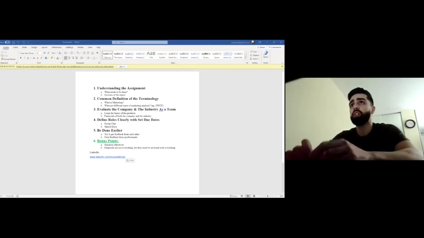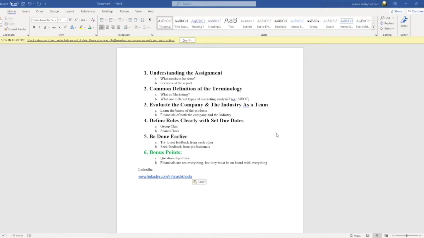So the first part is understanding the assignment. Showing up to class and hearing about it is a different thing from actually understanding what needs to be done. So paying attention when the professor is explaining the assignment, at the same time going to office hours and actually asking about each section of the report and the specifics of what goes into each section is very, very important.